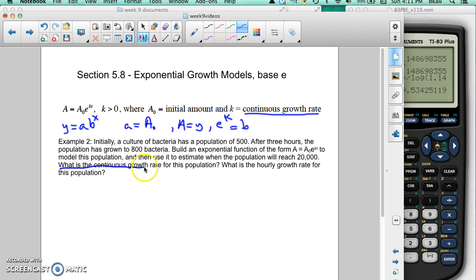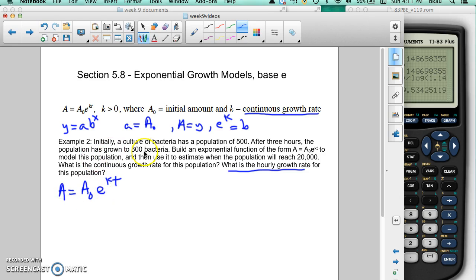So that means we're going to need to use this formula because that's how we find k, which is the continuous growth rate. We're also going to use the other equation because it's going to want the hourly growth rate as well. So we can use both of these equations and find those two amounts. All right, so let's start with using the equation for continuous growth rate. So we're going to use a equals a sub 0, e to the kt, and we're going to try to figure out what k is.